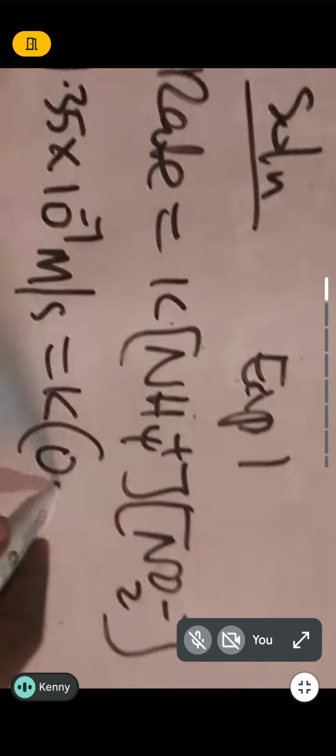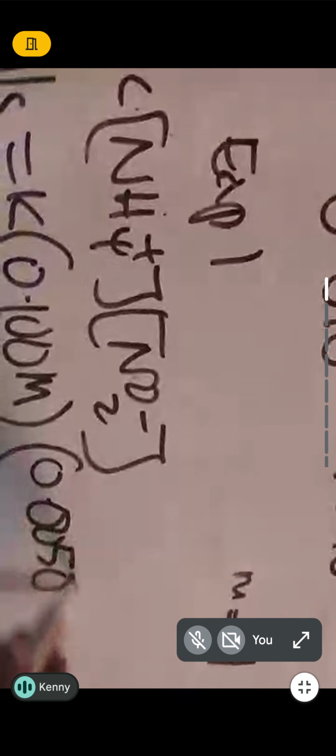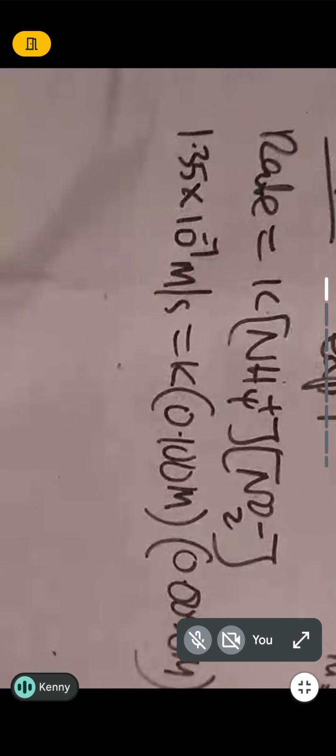So for experiment 1, we start with rate. Rate is what? 1.35. So you write 1.35 times 10 to the power negative 7 molar per second. You include the units. Then K, then concentration of NH4 for 1 is 0.1 molar, NO2 0.0050 molar. Okay, so you calculate now what will be the value of K.